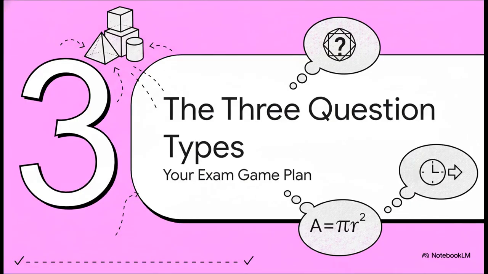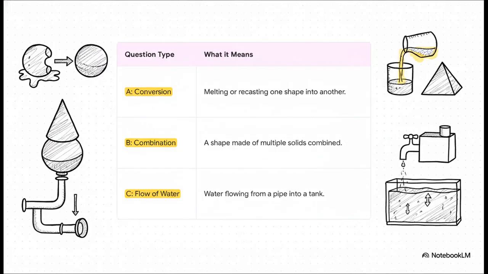All right, so we've cracked the formulas. Now let's build your exam game plan. Because here's the thing, almost every single question they can throw at you in the ICSE exam, it's going to fall into one of just 3 predictable types. And these are the 3 types you'll face. First, you've got type A, which I call conversion. That's where you're melting one shape and recasting it into another.